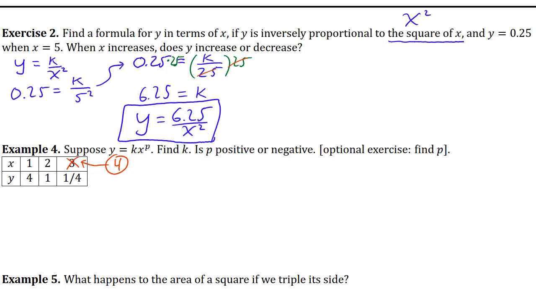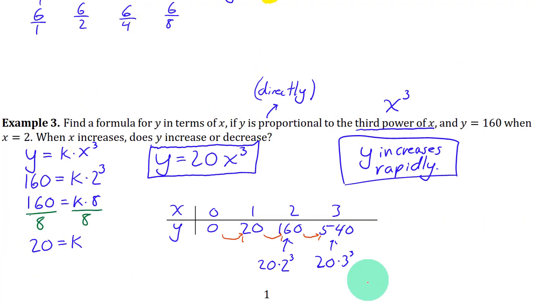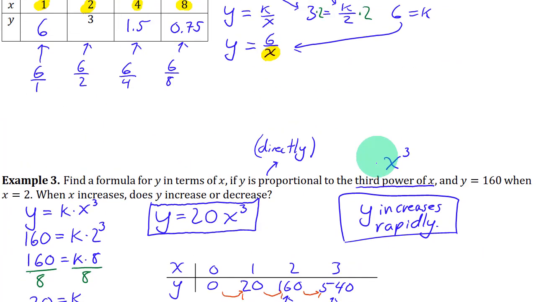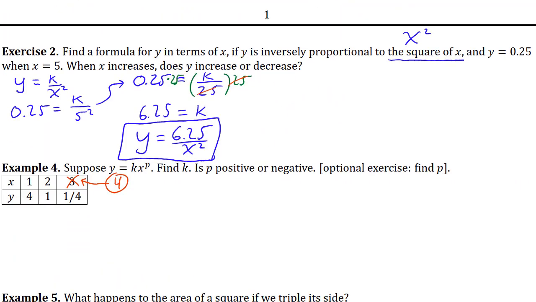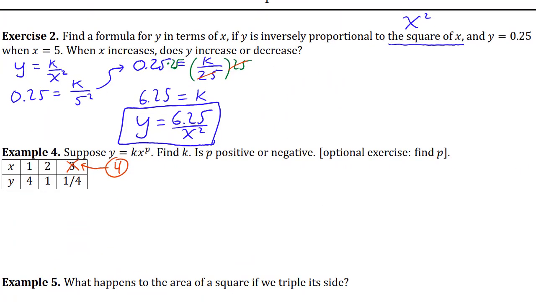Let's figure it out. If you plug in bigger numbers for x, then x squared is going to get bigger. And that means the denominator of this fraction is getting bigger. And just like we said with example two, if the denominator of a fraction gets bigger, the result of dividing is going to get smaller. So this is going to make y decrease.